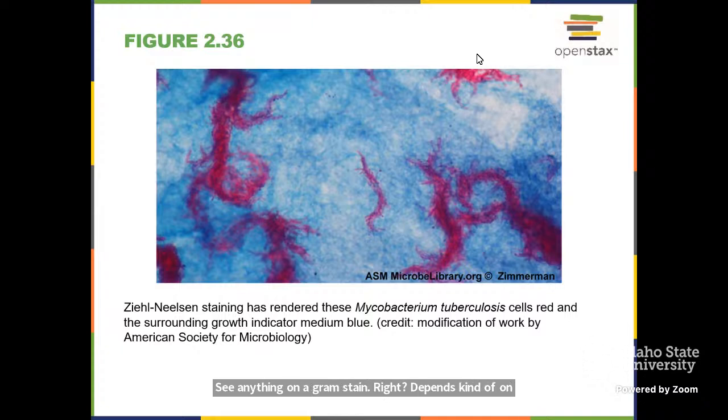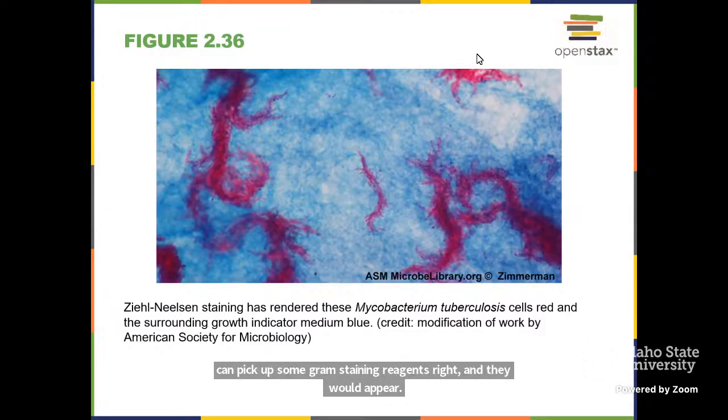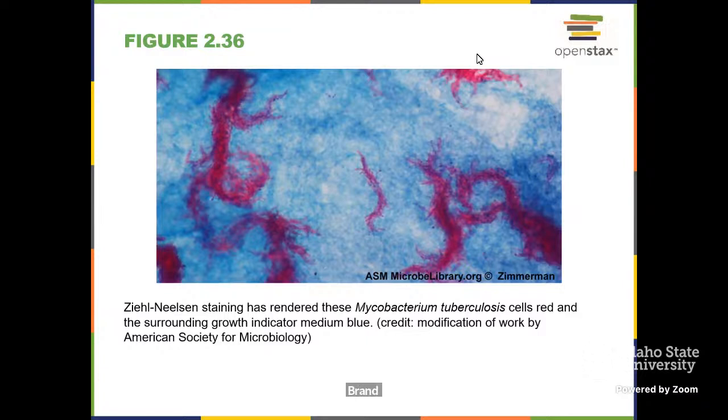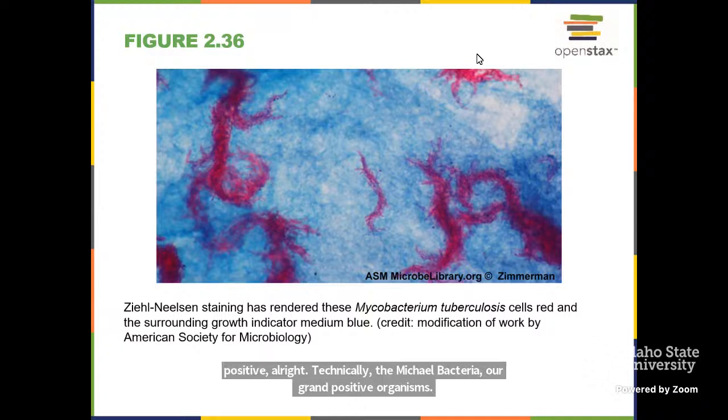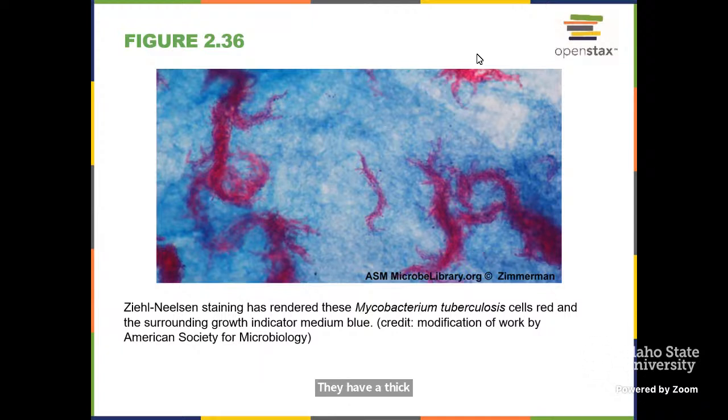If it's an old culture of mycobacteria, some of those cells kind of starting to die, their cell walls starting to degrade, the wax-like layer breaking down, it can pick up some gram staining reagents, right? And they would appear gram positive, all right? Technically, the mycobacteria are gram positive organisms. They have a thick peptidoglycan layer, but we don't call them gram positive really. We call them acid fast because they don't typically pick up the gram reaction, right?